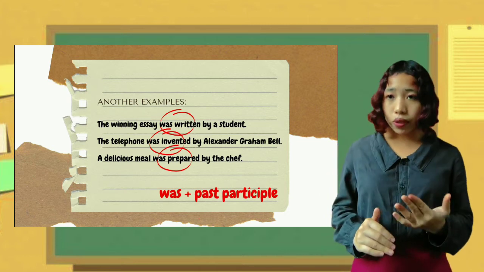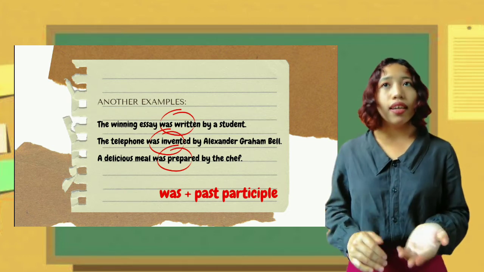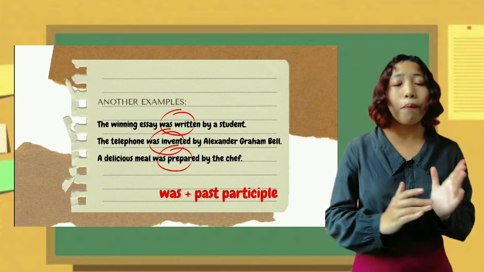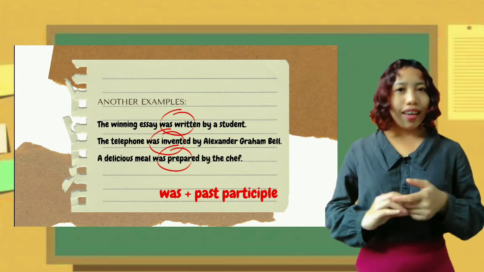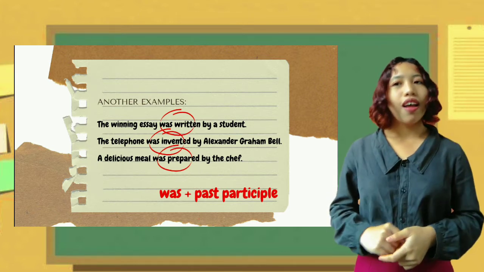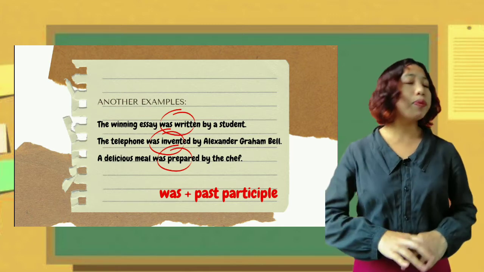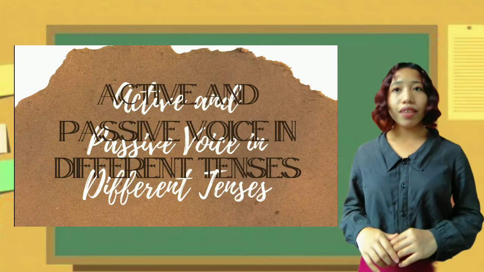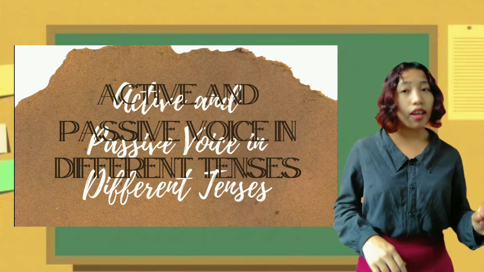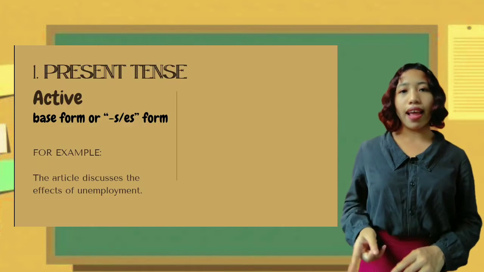Hence, if the subject is acted upon, the verb is in passive voice. Am I clear? Alright, let's proceed to active and passive voice in different tenses. The first one is the present tense.